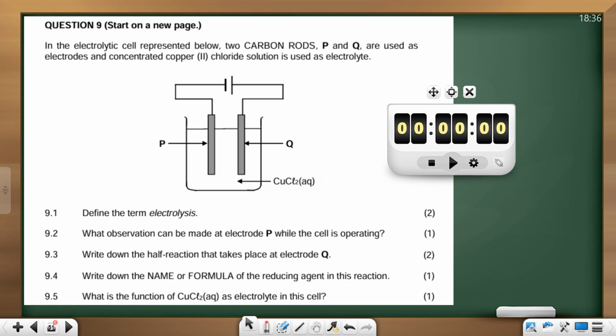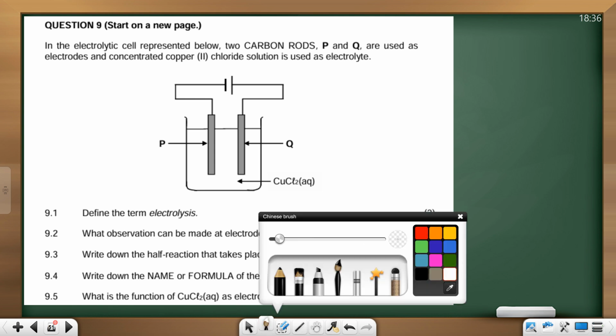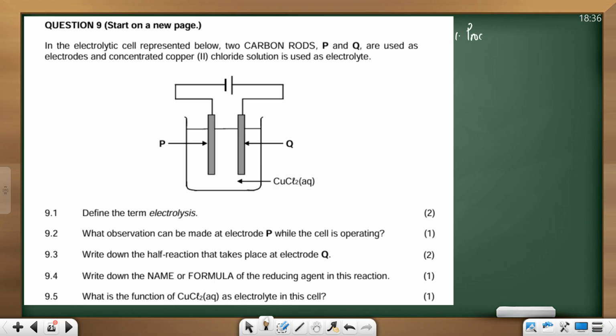Okay, we answer this. In an electrolytic cell below, 2 carbon rods P and Q are used. And this is basically the question we came from earlier on, right? Define the term electrolysis. Now, that's a process, right? Process of converting electrical energy, because it's electro, so you are starting from electricity to what? Chemical energy.